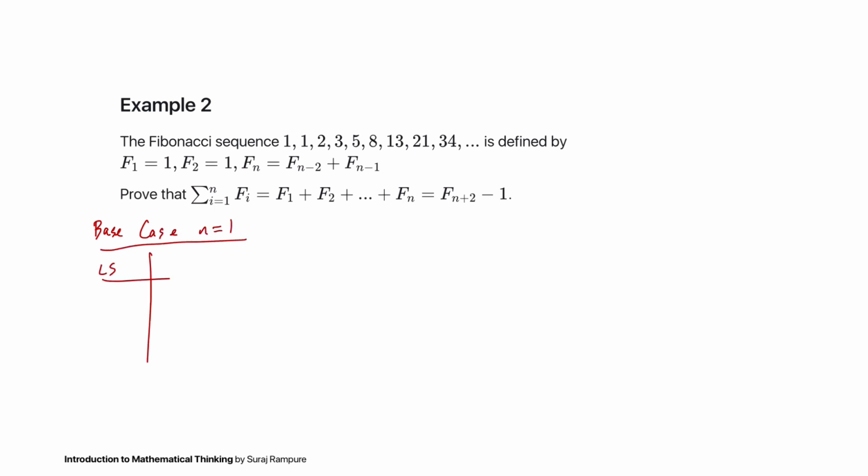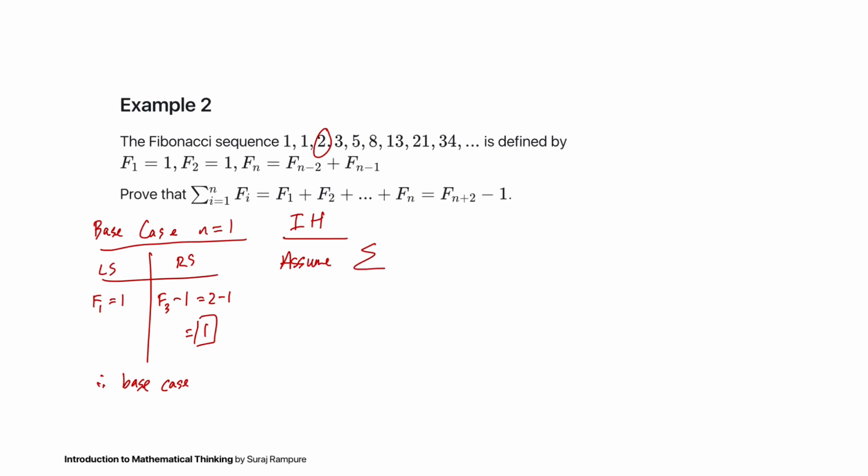What's our left side? Well, it's just the first Fibonacci number, which is 1. What's our right side? Well, it's the third Fibonacci number minus 1. What's the third Fibonacci number? It's 2, and 2 minus 1 is indeed 1. So therefore, the base case holds. Good. What's our induction hypothesis? Well, we're going to assume that the sum from i going from 1 to k of f of i is equal to the k plus 2nd Fibonacci number minus 1.